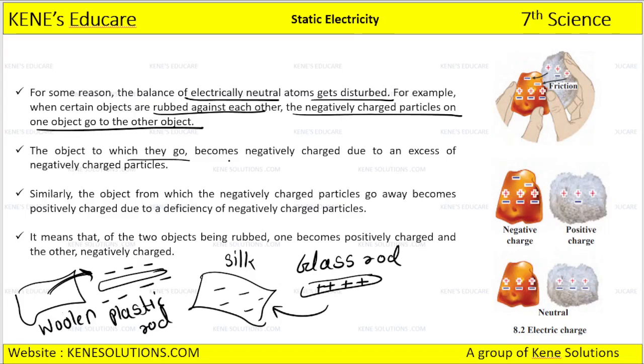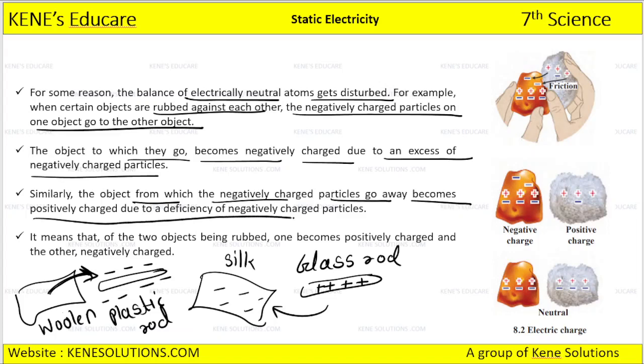The object to which they go becomes negatively charged due to an excess of negative charge. Okay, तो वो negatively charged बनते हैं just because there is an excess negative charge उनके ऊपर आता है। Already उनके ऊपर जो negative charge रहता है, या तो वो transfer होगा, वो positively charged बनेगा, या तो negative charge किसी object के ऊपर का दूसरे object पे आएगा and it would be an excess of negative charge. Similarly, the object from which the negatively charged particles go away becomes positively charged due to a deficiency of negatively charged particles. तो क्या होता है?